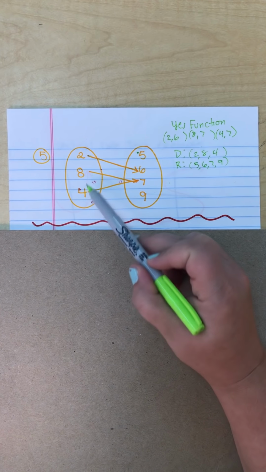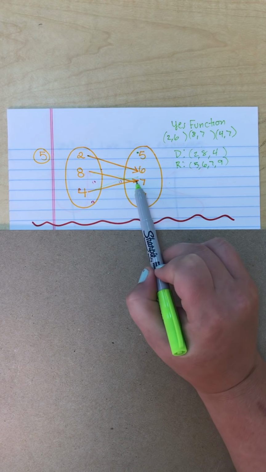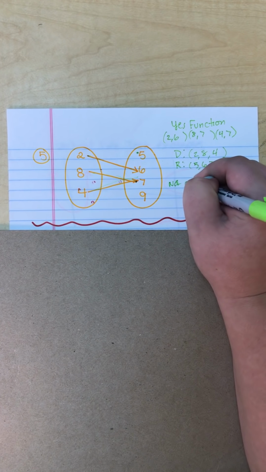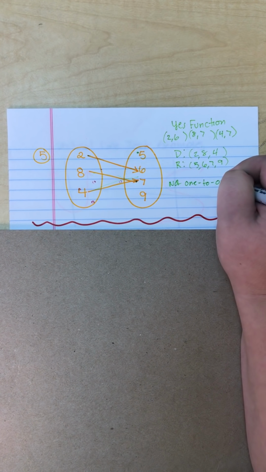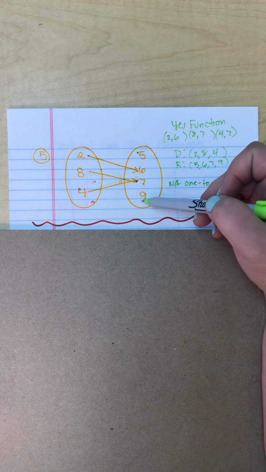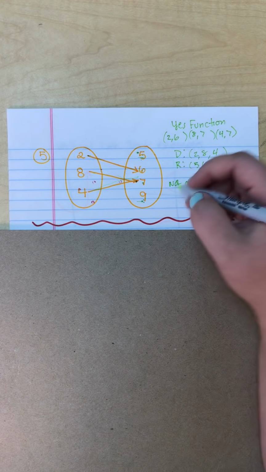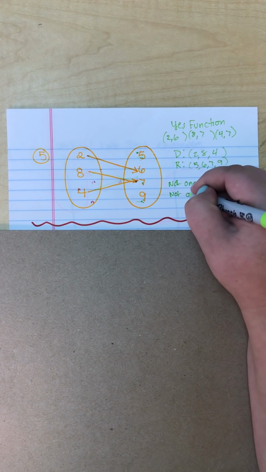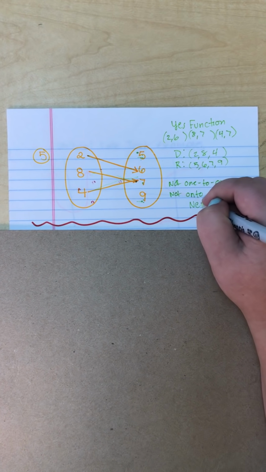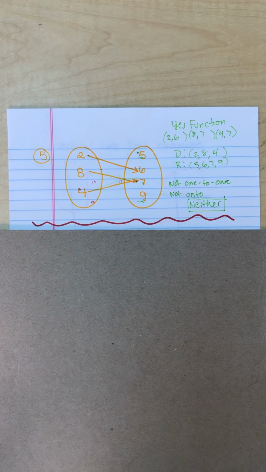Does every x value have a different y value? Well, if we look here, 8 and 4 both go to the same y value, so it is not 1-to-1. But does every y value have an x value? Well, 5 and 9 are just floating out in outer space, so it is also not onto. So this is neither. Even though it is a function, it is neither onto nor 1-to-1.